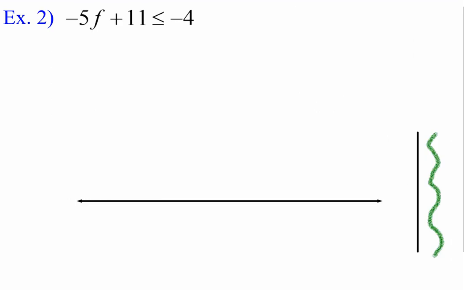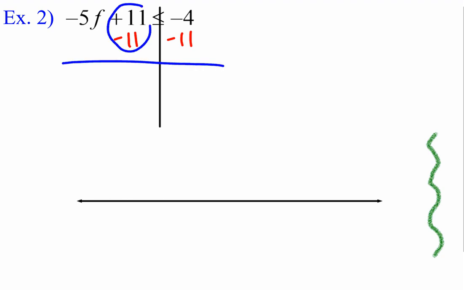Going on to this next problem, example 2, I have negative 5f plus 11 is less than or equal to negative 4. So I'm going to separate my sides once again so I can focus on where my two steps are. Here I see a positive 11, so I'm going to subtract 11 from both sides. What that does is it gives me a 0 pair right here, and it makes it go away. So I'm left with negative 5f, and a negative 4 and a negative 11 is negative 15. So I'm going to keep the sign because subtracting 11 does not change the sign.